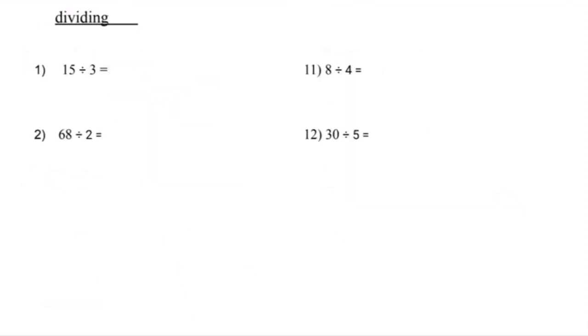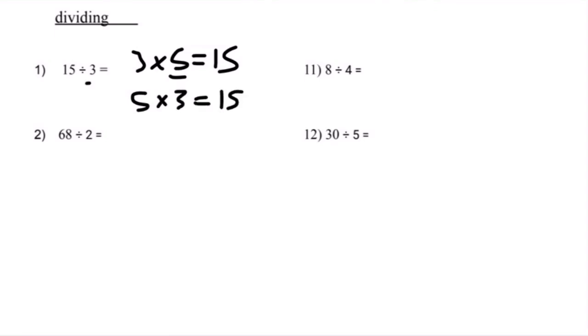Second topic is division, and it's asking us to divide. Number 1, they give us the equation 15 divided by 3. Well, we know from basic common factors that 3 times 5 equals 15, and 5 times 3 equals 15. Therefore, 15 divided by 3 should equal 5.